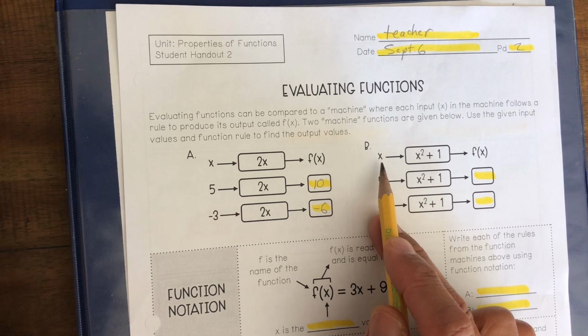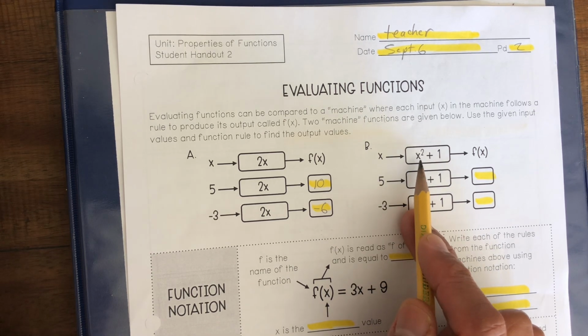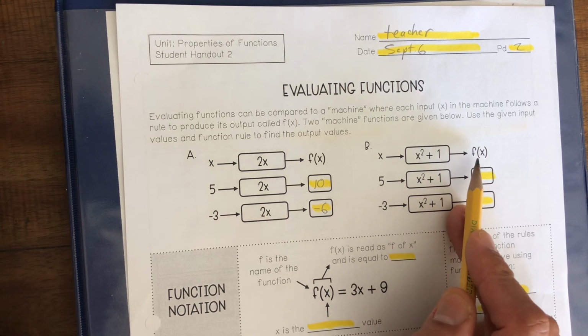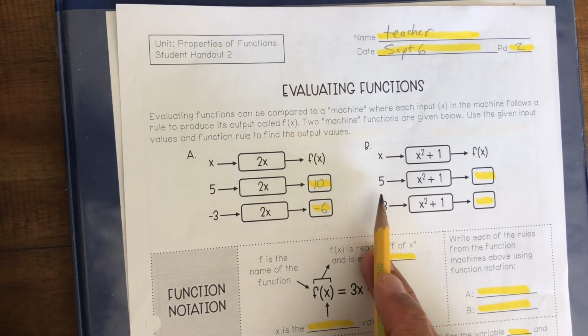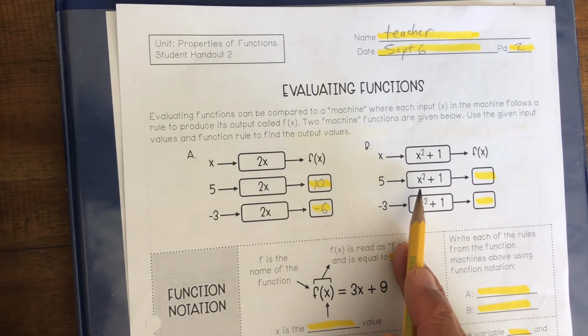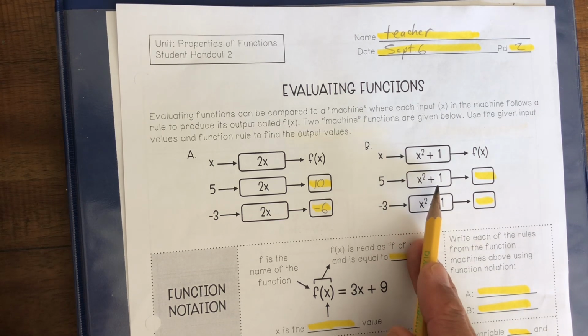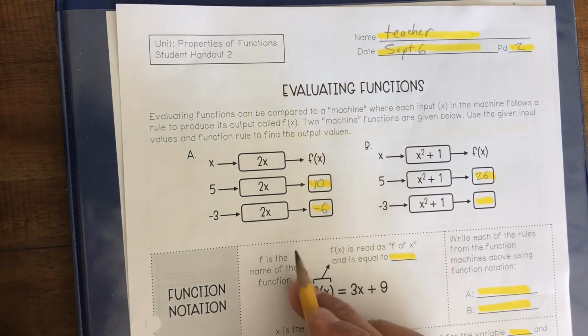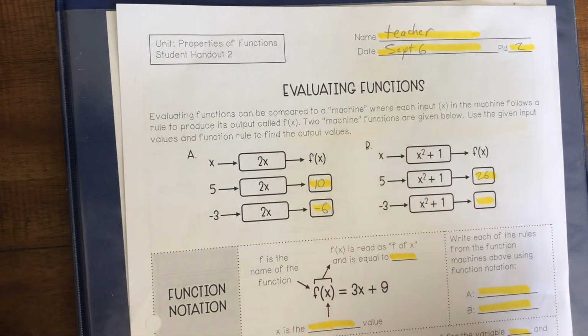Now let's go to the other machine, or the other function here. If we take an input, we have to square that input, multiply it by itself, and then add 1 to it to get an output. So our input is 5. If we multiply 5 by itself, 5 squared is 25. 25 plus 1 will give us 26. So we're just running the input through the machine to get a certain output.